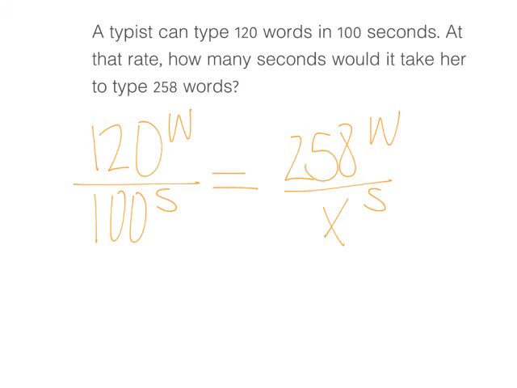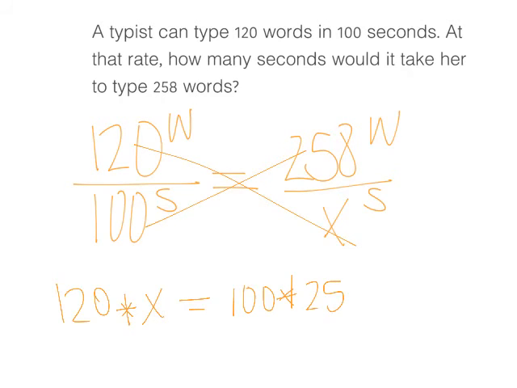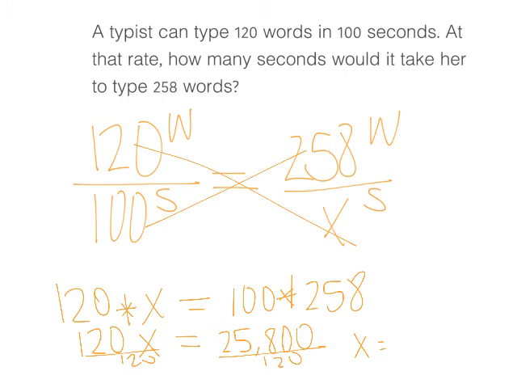All right, so we cross multiply. So I have 120 times x, and that is equal to 100 times 258. So that's 120x equals 25,800. Right out of room here, divide both sides by 120, and x is equal to 215 seconds.